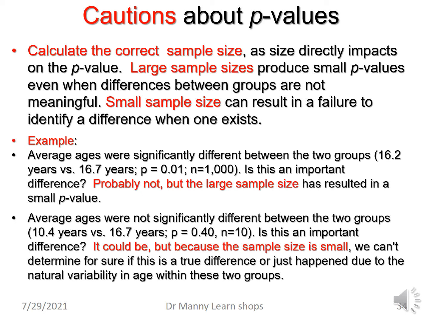Average ages were not significantly different between the two groups, 10.4 years versus 16.7 years, p-value 0.4, n equals 10. Is this an important difference? It could be, but because the sample size is small, we can't determine for sure if this is a true difference or just happened due to natural variability in age within these two small groups.